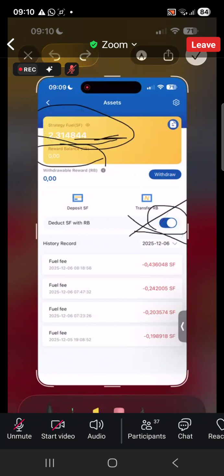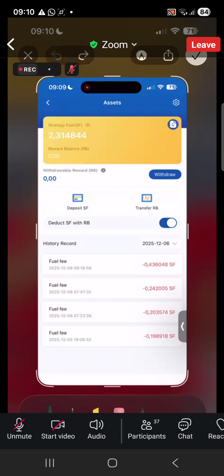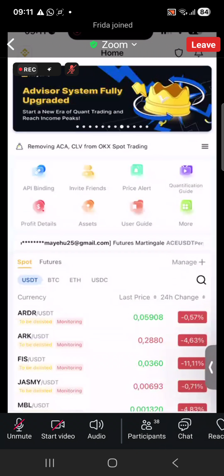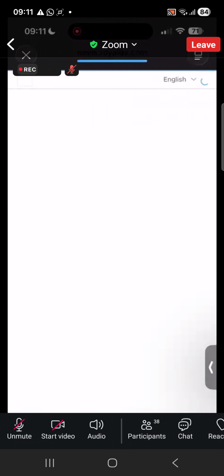Okay. But if you don't want your robot to deduct your reward balance as strategy fuel, then you turn it off. I hope that is clear. All right. So fuel fee. Anytime I make profit, I'm being deducted fuel fee. The more fuel fee that is being deducted, it means you are making more profit. Okay. All right. So let us move out of assets and go to user guide.